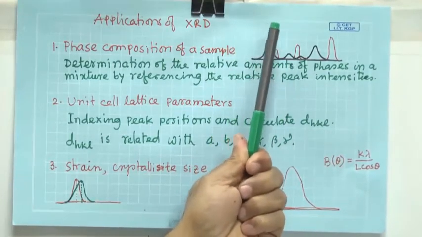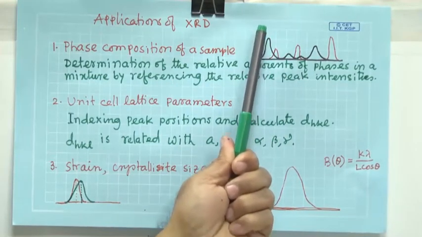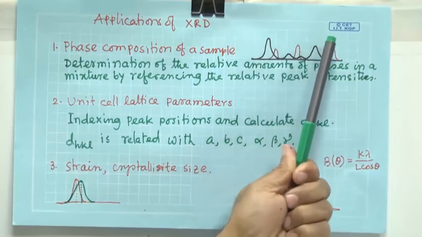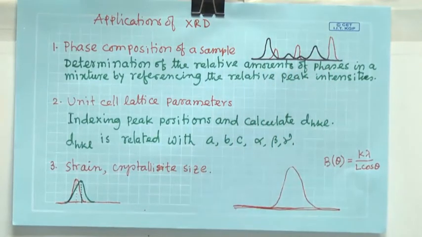Two peaks you have to consider, one peak from the black one and another peak from the red one. So, you choose the same plane, which plane is common in these two, say 2 2 0 or whatever the plane.